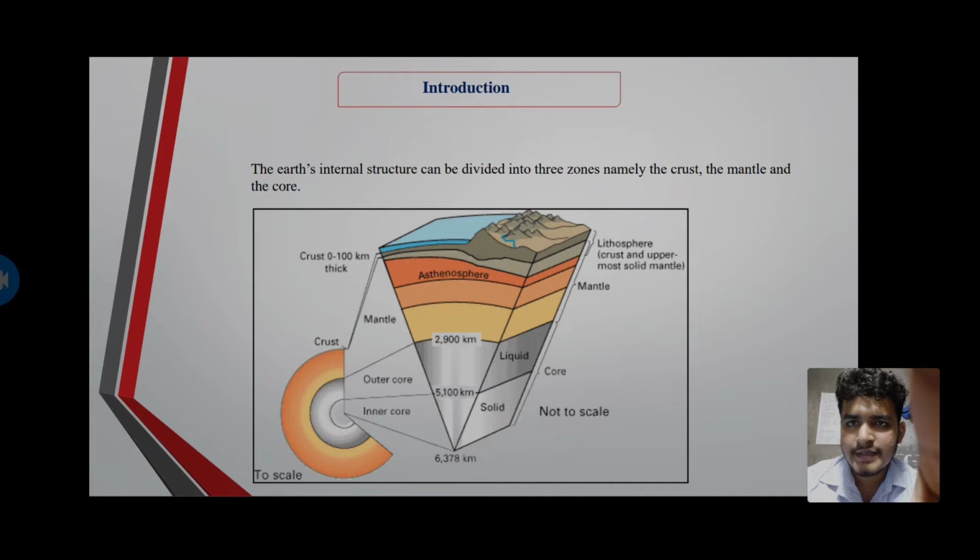Then the third layer is the mantle, which also contains the asthenosphere. And the last layer is the core, which contains the outer core and inner core. The outer core is in liquid form, the inner core in solid form. The outer core thickness is 2900 and the inner core is 5100 km. The total depth of the interior of the earth is 6378 km.